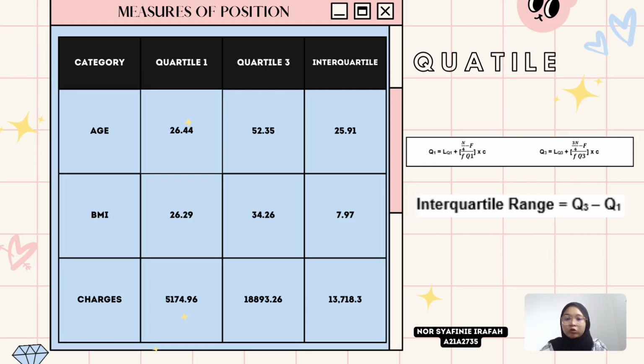range. The interquartile range we can use the formula Q3 minus Q1. So interquartile range for age is 25.91, for BMI is 7.97, and for the charges is 30,718.3.